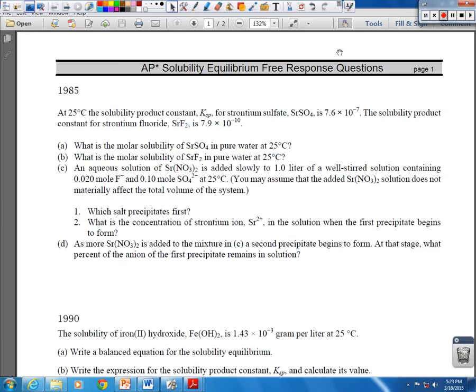Okay? All right, so 1985, here's some free response. At 25 degrees, the solubility product constant, KSP, again, I'm just throwing these at you. We may not even need it. When you see KSP, what do you think? Ion to ion? Okay? The KSP for strontium sulfate is, all right, so what's our ion to ion? 1 to 1, which is what S value? S squared. Yay. Got some good stuff there. Is 7.67 second. The solubility product constant for strontium fluoride.